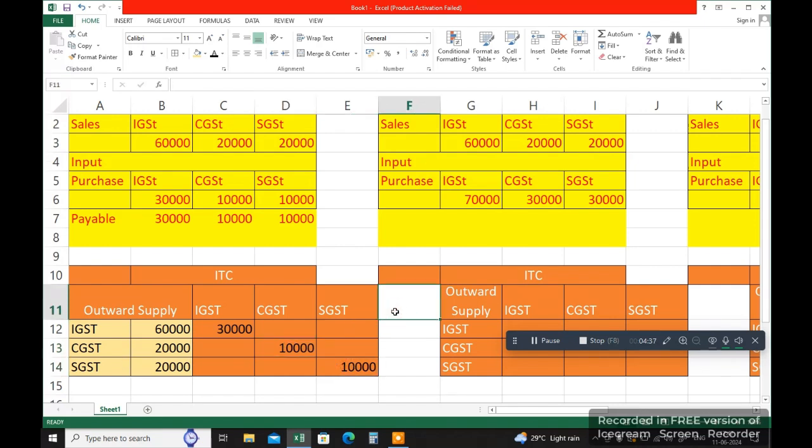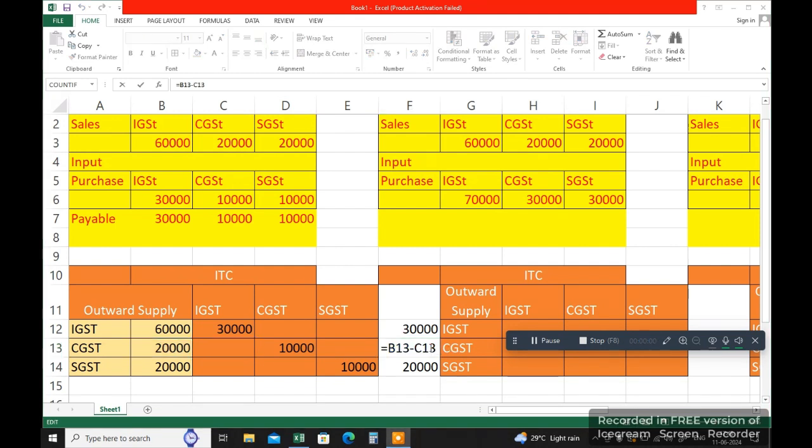So here I will do the calculation of the GST, that is output minus input. Enter. So this is the GST, the same as what we did on top. This is the GST payable to the government. Here it is 20,000, 20,000, 10,000. Sorry.